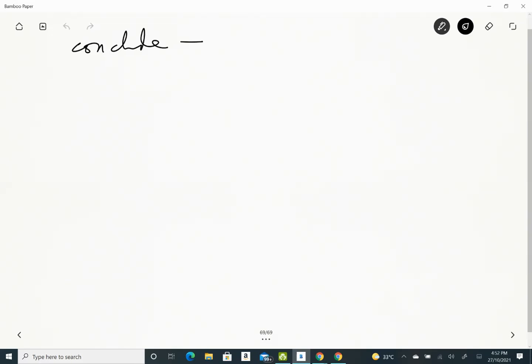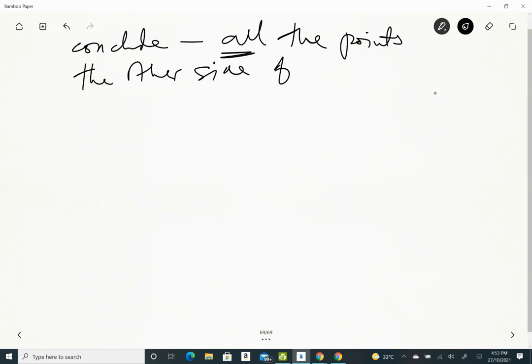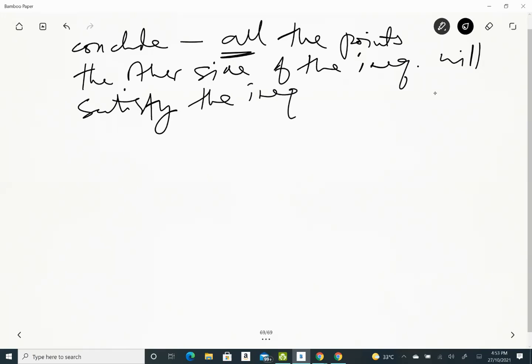How do you argue? We can conclude this: if the test point does not satisfy, that means all the points on the same side as the test point will not satisfy. Therefore, all the points on the other side of the line will satisfy the inequality. So you don't have to test another point. You just conclude right away, because there are only two alternatives.